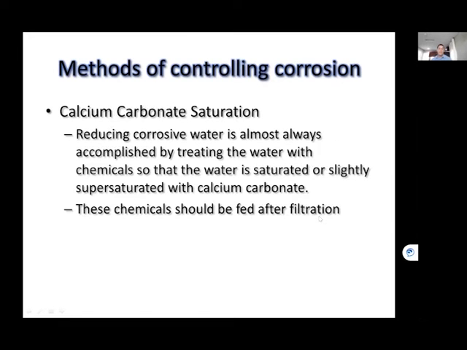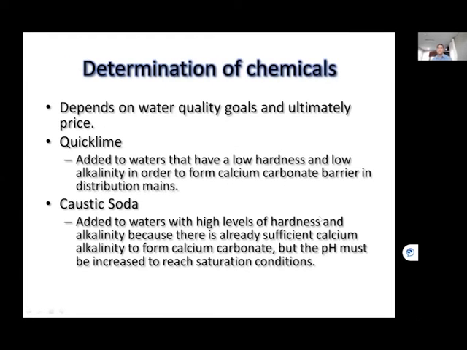Methods of controlling corrosion. In water treatment, calcium carbonate saturation is probably the most popular. Reducing corrosive water is almost always accomplished by treating the water with chemicals so that the water is saturated or slightly supersaturated with calcium carbonate. These chemicals should be fed after filtration. Determination of the chemical depends on the water quality goals and ultimately price.